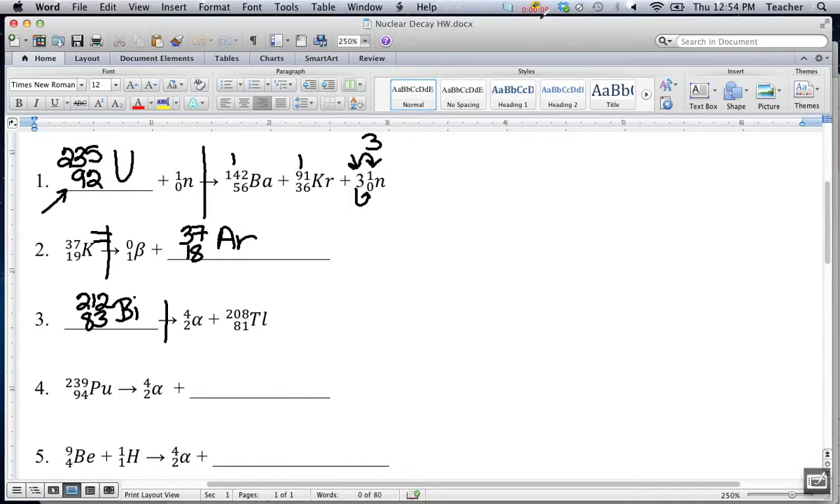Number 4, 239 is equal to 4 plus 235. And then 94 equals 2 plus 92, and again that is uranium. Number 5, 9 plus 1 is equal to 4 plus 6. That makes it 10 equal to 10. And then 4 plus the 1 is equal to 2 plus 3. Once I have those numbers, look that up, and that is Li.